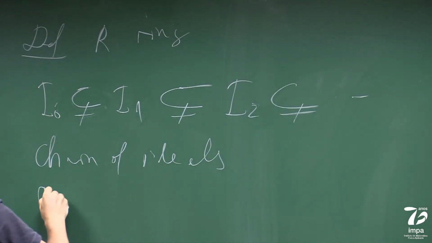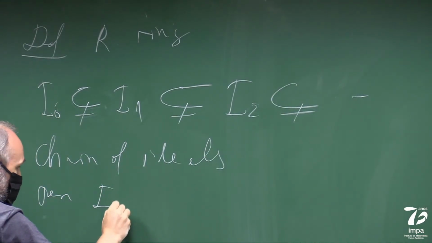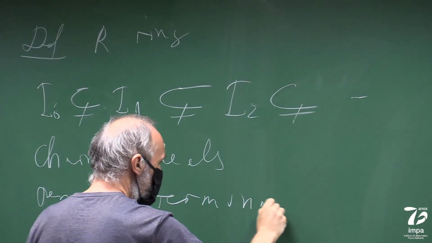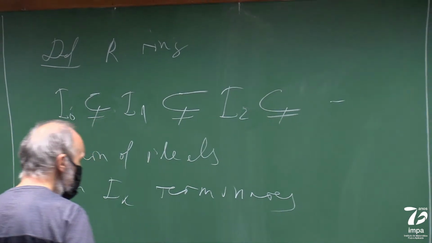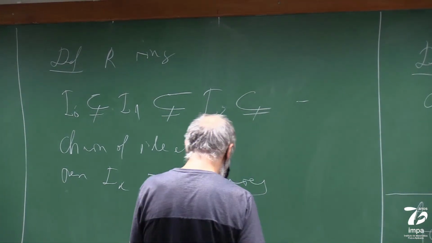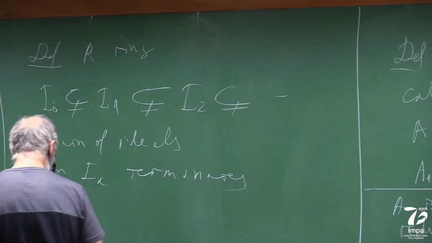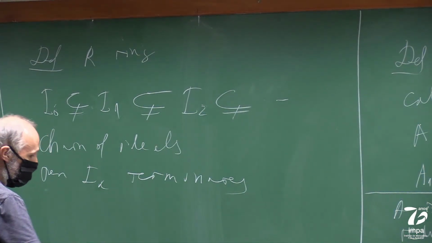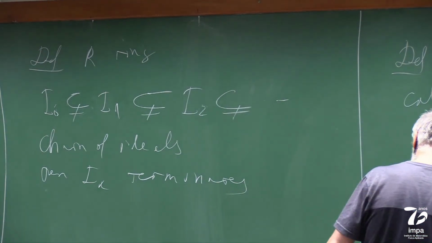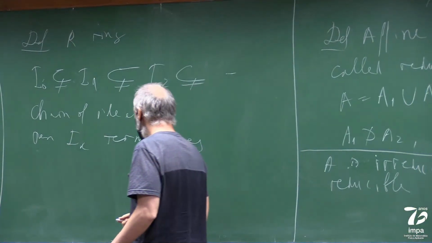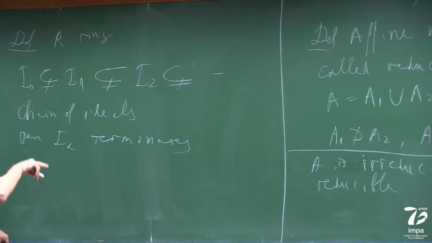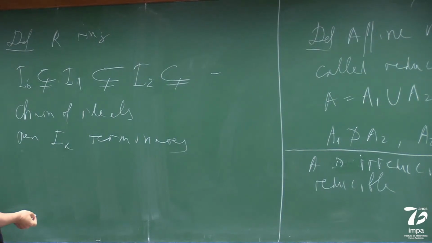And then K terminates. That is, you can't have an increasing chain of ideals which goes on indefinitely. There could possibly be only finitely many ideals which are increasing. The converse, the opposite chain, the descending chain condition, doesn't work typically.